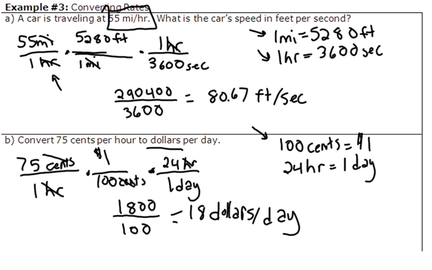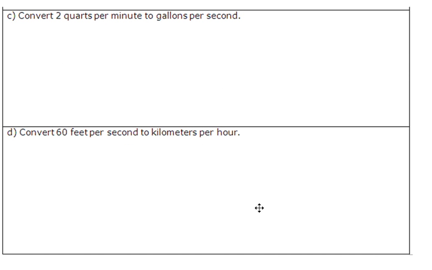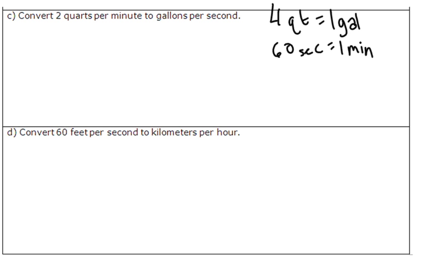So a couple more. If I look at C, it says convert 2 quarts per minute to gallons per second. So what I need to know for this one is that 4 quarts is in 1 gallon. I also need to know that 60 seconds is 1 minute. So, if I look at C, I start with 2 quarts per minute. So I'm going to go, and I have 2 quarts per 1 minute.